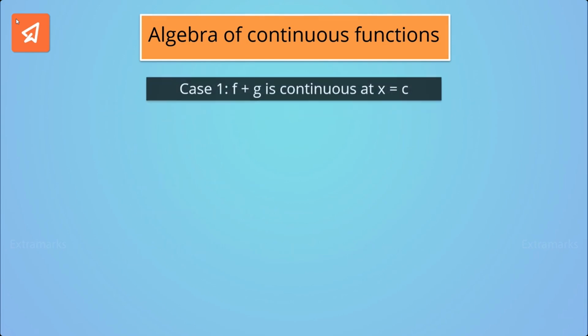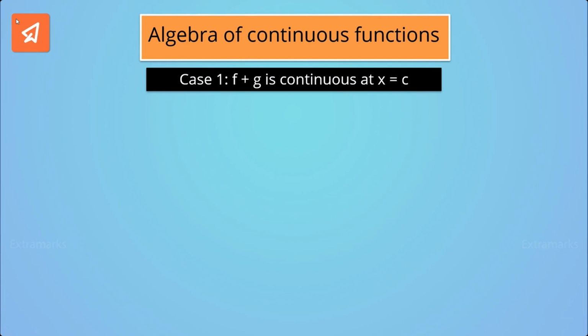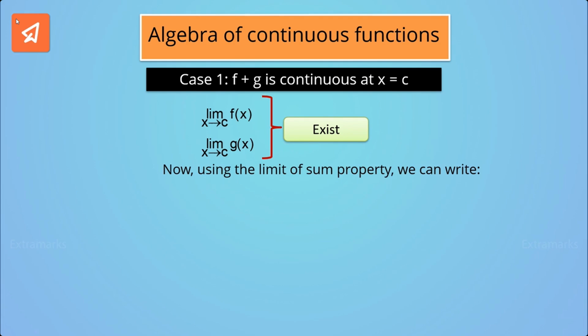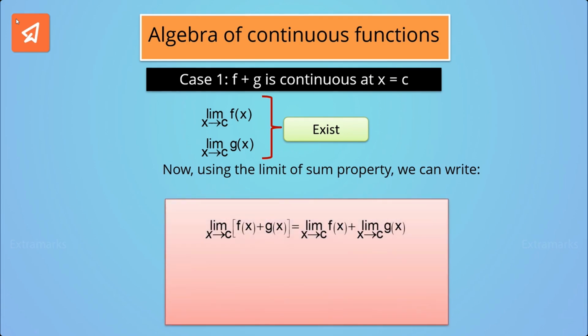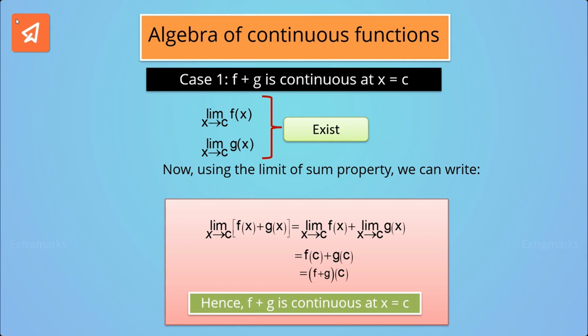Consider the first case. Continuity of f plus g at x equals c. Since f and g are continuous, limit x tends to c f of x exists, and same with g of x. Now using the limit of sum property, we can write limit x tends to c f of x plus limit x tends to c g of x is equal to limit x tends to c f plus g of x. Hence, by the definition of continuity, we must say that f plus g is continuous.